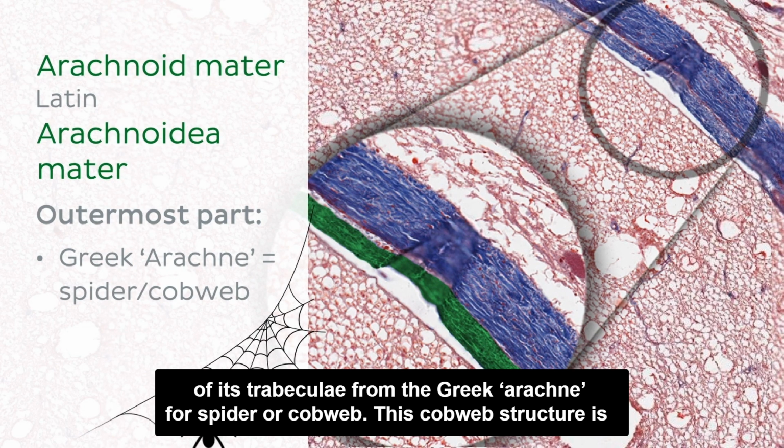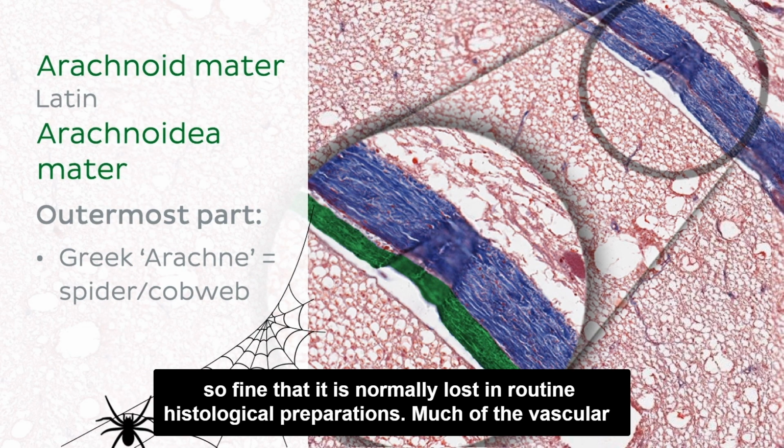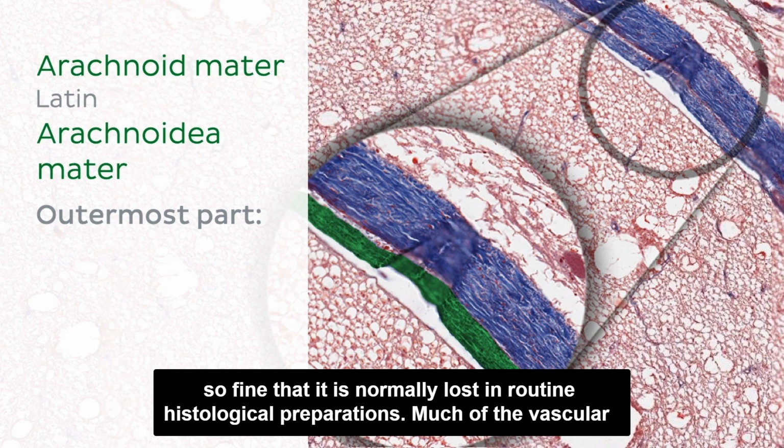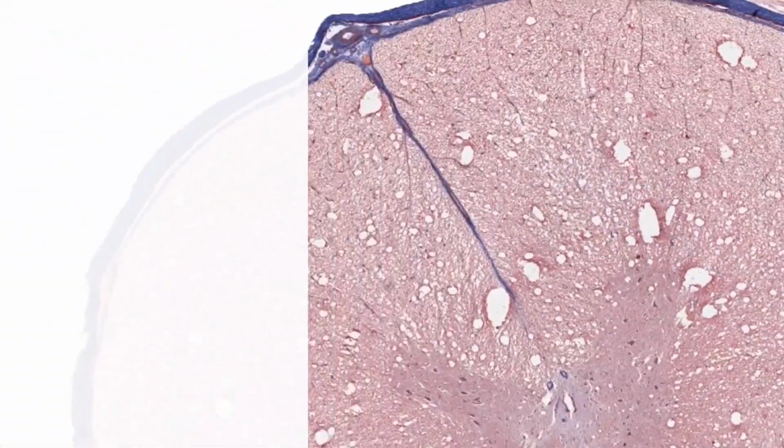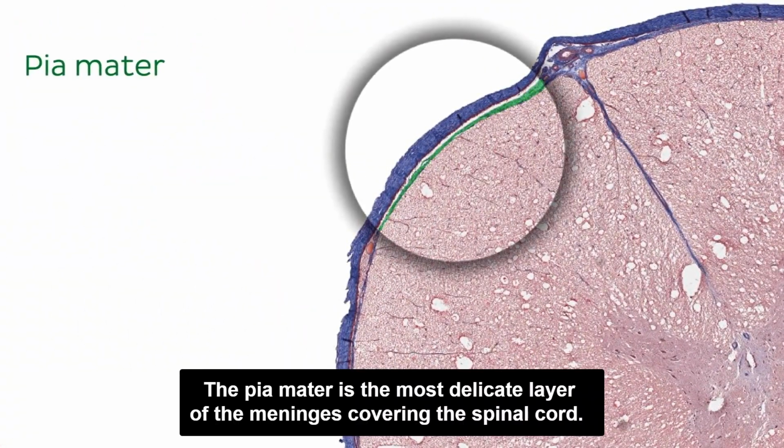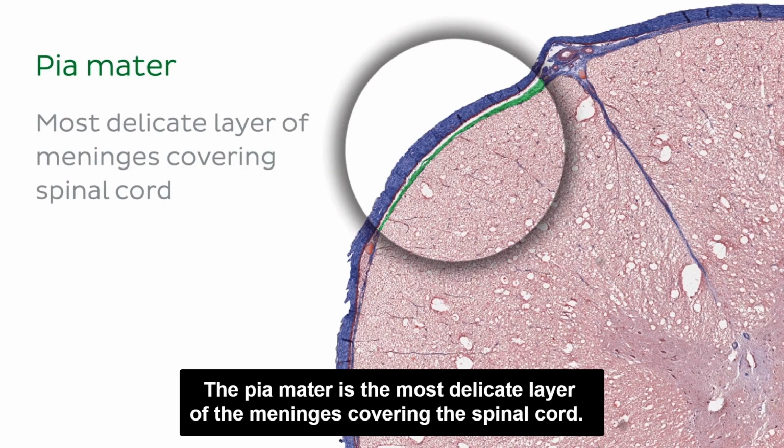This cobweb structure is so fine that it is normally lost in routine histological preparations. Much of the vascular network supplying the spinal cord is embedded in the arachnoid mater before it enters the tissue. The pia mater is the most delicate layer of the meninges covering the spinal cord.